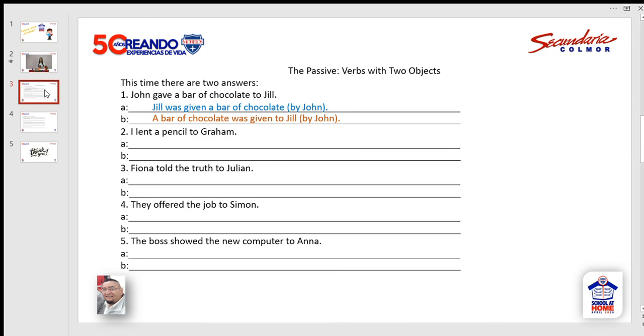Okay, now I have 2 activities for you, and we have 10 sentences, and what you have to do, you have to rewrite the sentence using the passive form. Okay, and I have placed the answer for the first one, and it says John gave a bar of chocolate to Jill, and one possible answer is Jill was given a bar of chocolate, and this is optional, by John. The next one, a bar of chocolate was given to Jill by John.